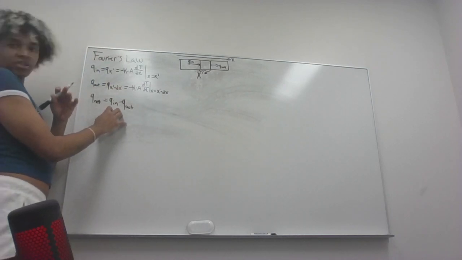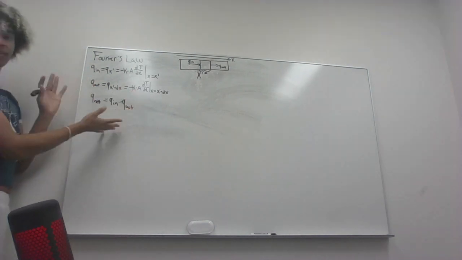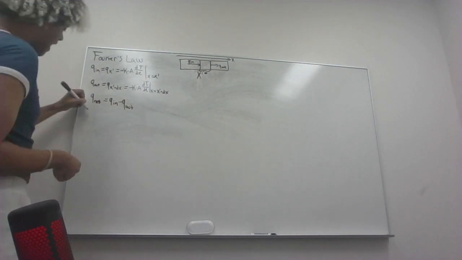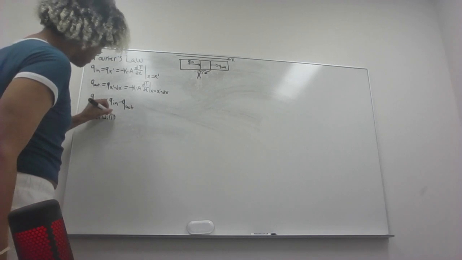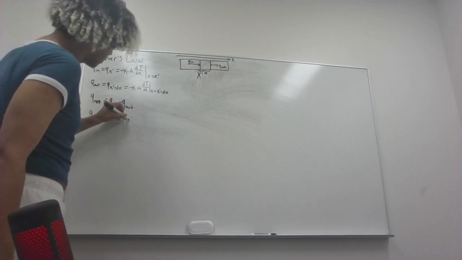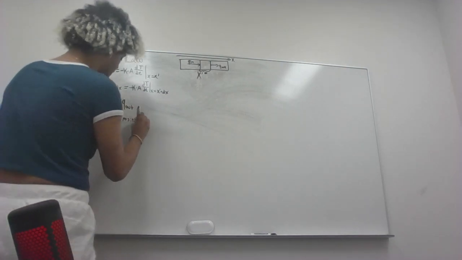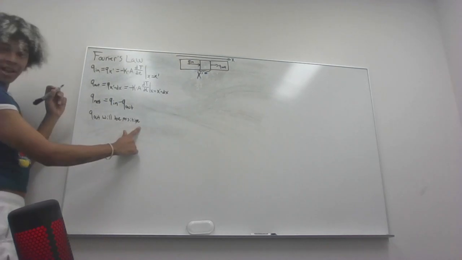This relationship then tells us that Q out will be, oh my god, I spelled that wrong. Will be, Q out will be positive.